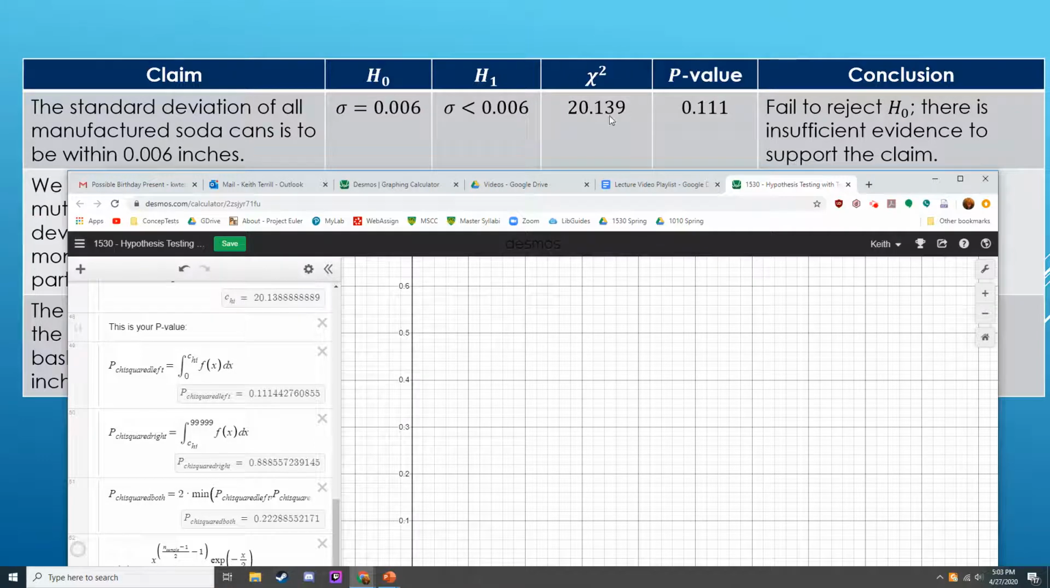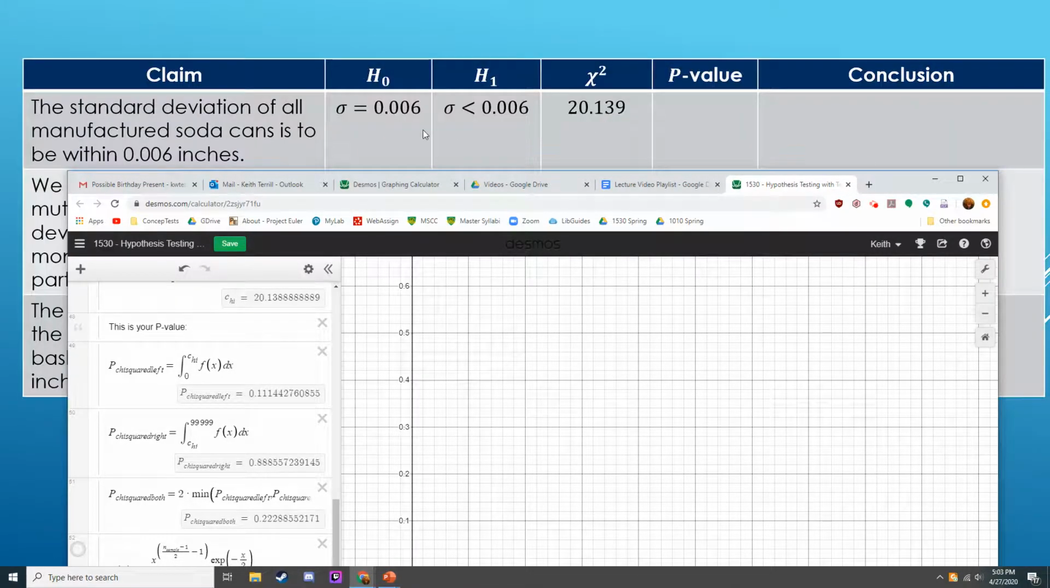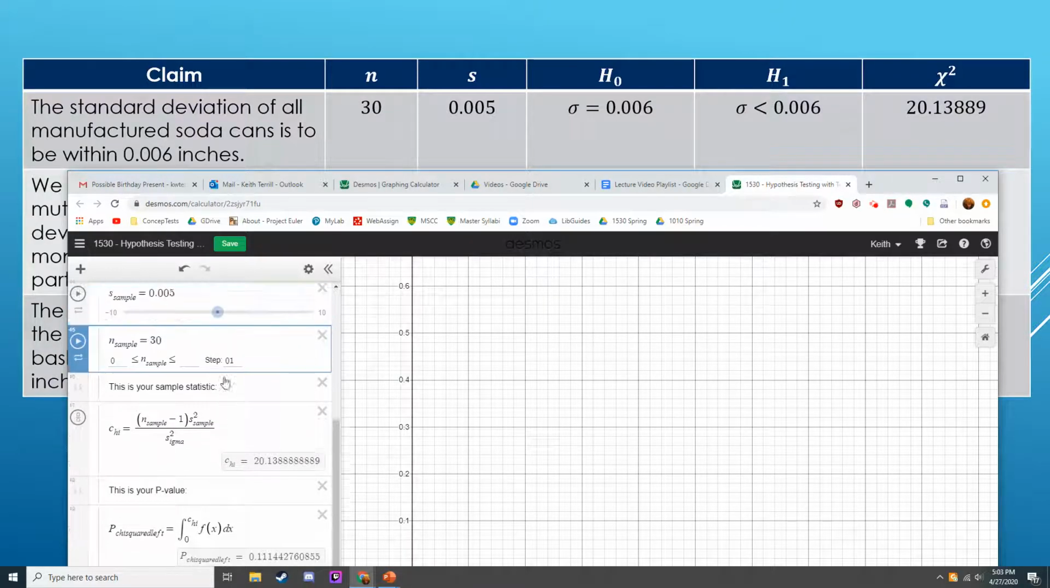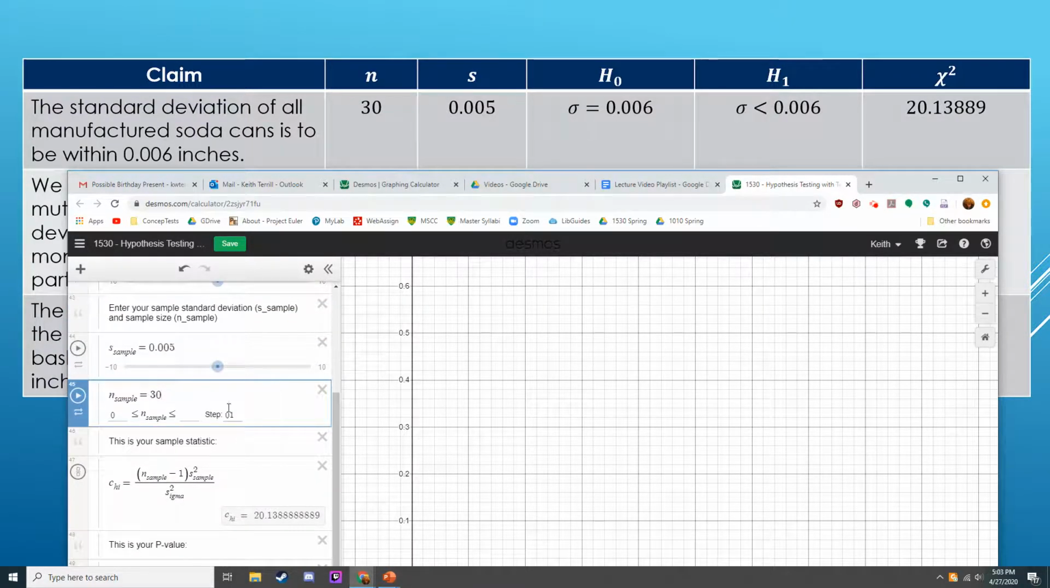First of all, this chi-squared value looks pretty big. And also because our sample standard deviation we found was below the claim, right? It was below 0.006, but it wasn't below enough. So it was the 1-2 punch of the standard deviation being just barely below that threshold. And also 30 is not a huge sample size. But that's how you do it, start to finish.